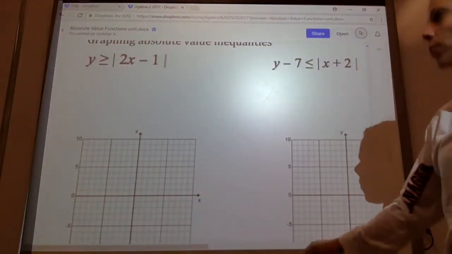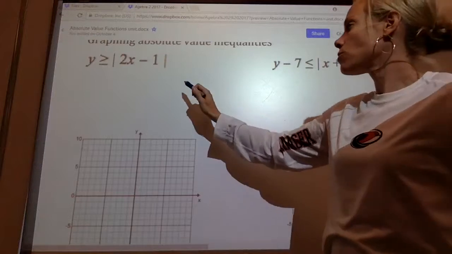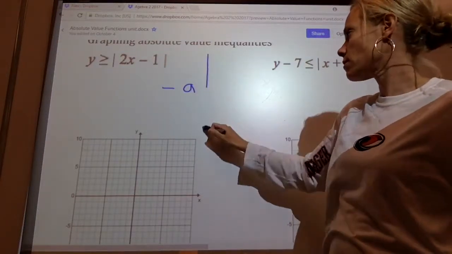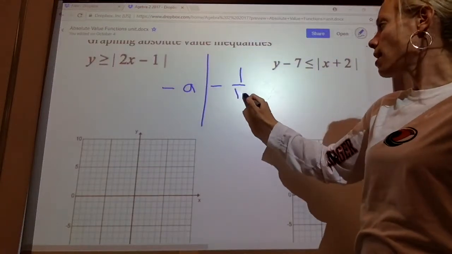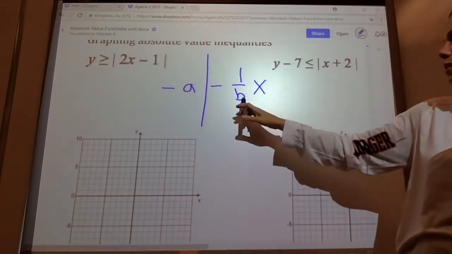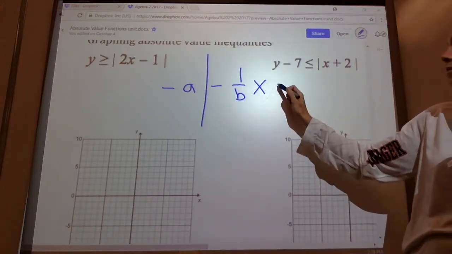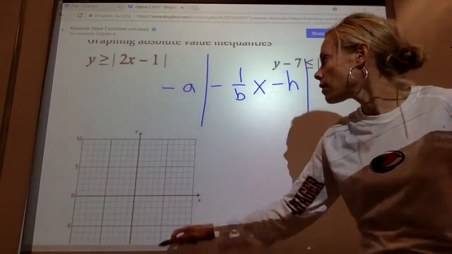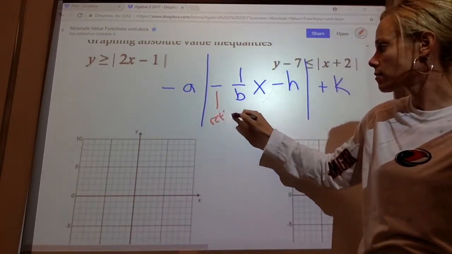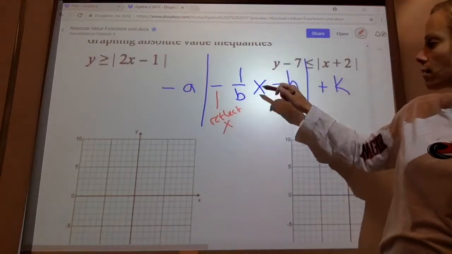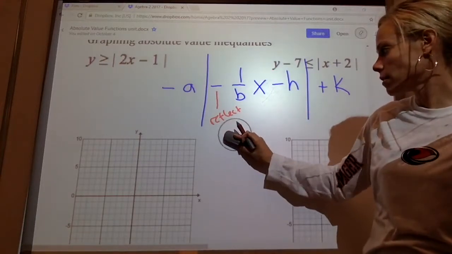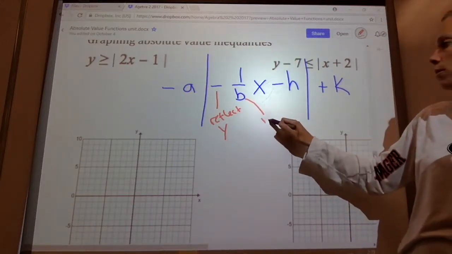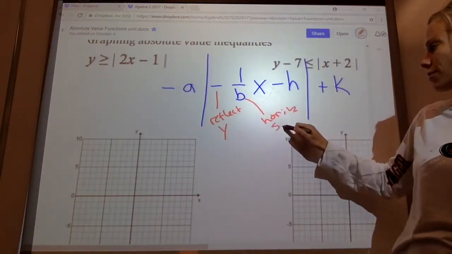Because what I want to show you now, I want to introduce: you have reflect over the y, you have vertical stretches and compressions, right? But you also have the horizontal stretches and compressions, and that'll be multiplying just to the x. Okay? So I want to add in reflect over the y, sorry, reflect over the y. And then this b here would be the horizontal stretch or compression.